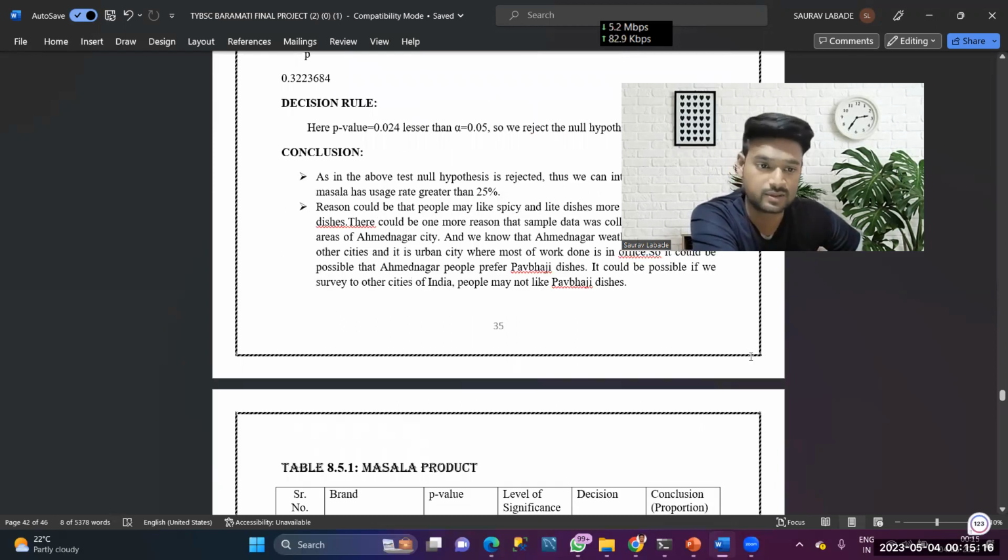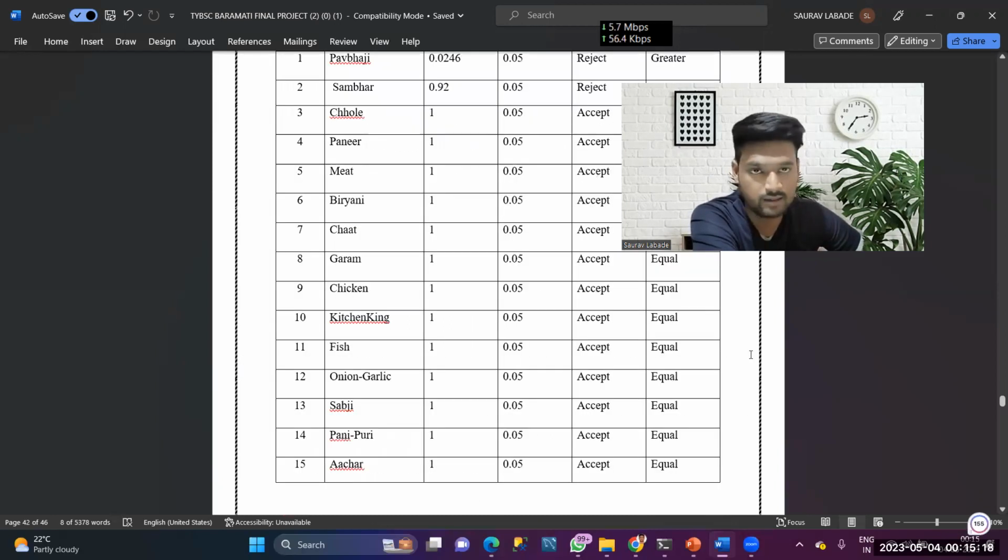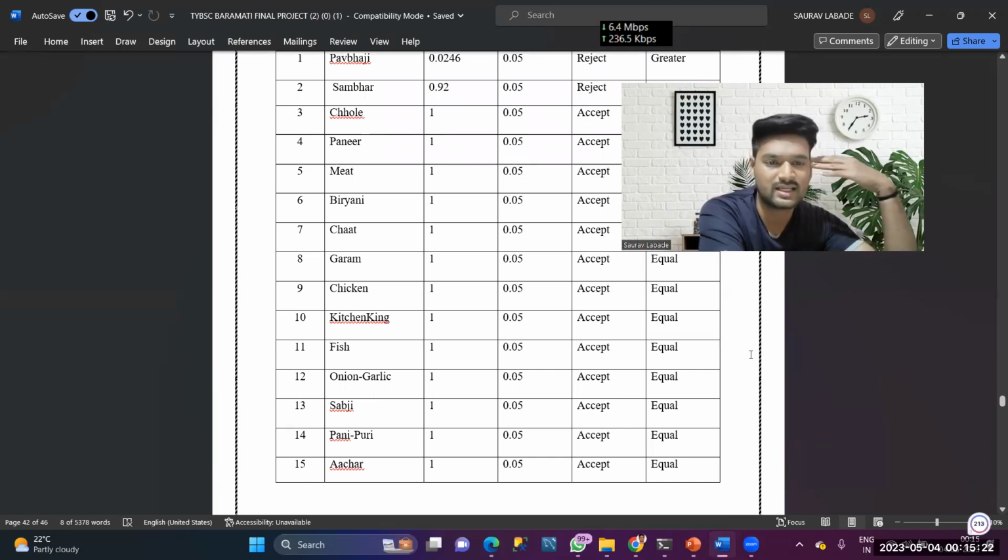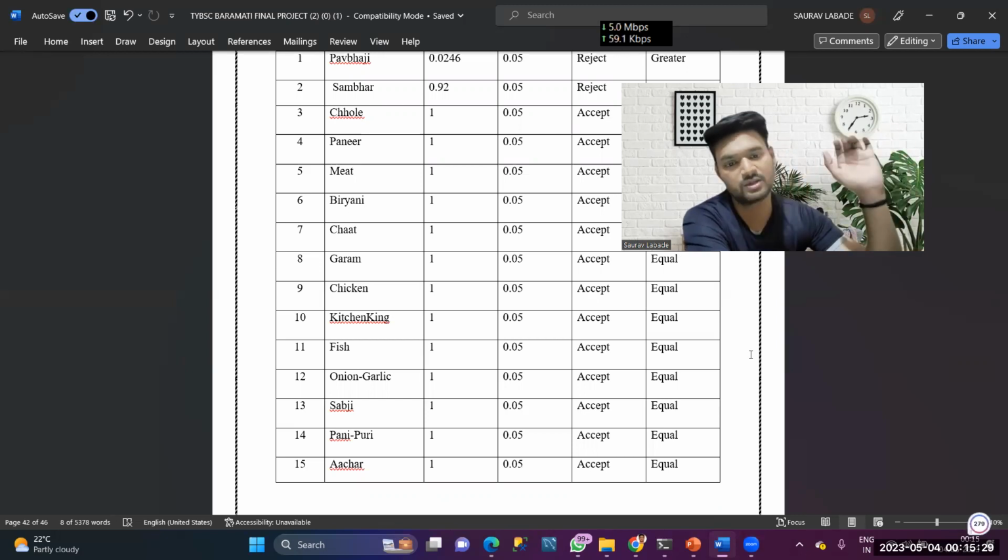From page number 8 to 10, and then the conclusion will be the last part. And just end the project. So these are all the things which we have to do in the project. Hope you have understood how you have to perform the project.